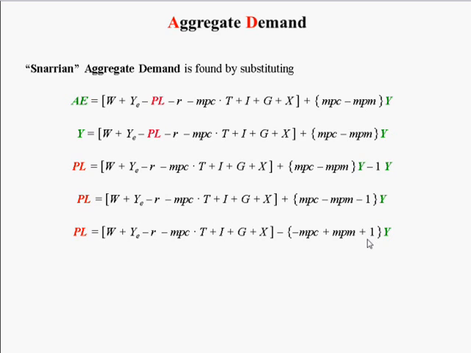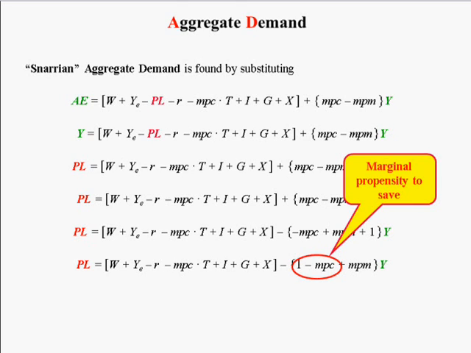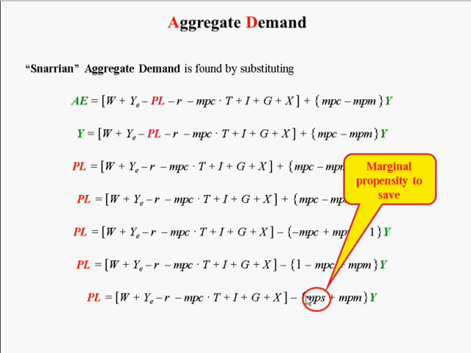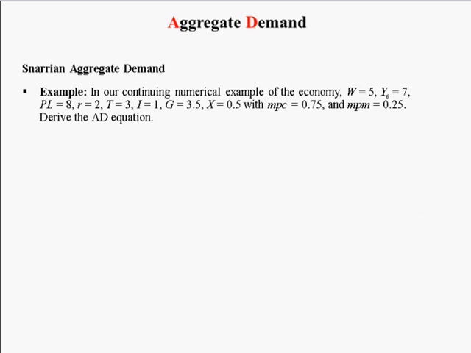Now remember in a previous lecture that marginal propensity to save is equal to 1 minus the marginal propensity to consume. So we're going to replace 1 minus the MPC with the marginal propensity to save. And since the marginal propensity to save is positive and the marginal propensity to import is positive, then this equation in price level and GDP has a negative relationship. In other words, the slope is negative. Okay, so let's go to our example.